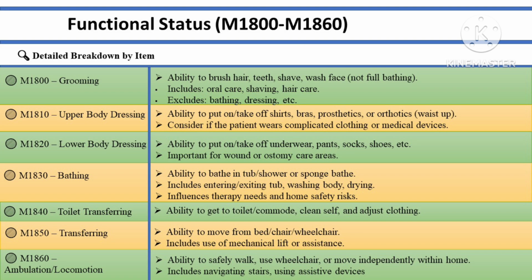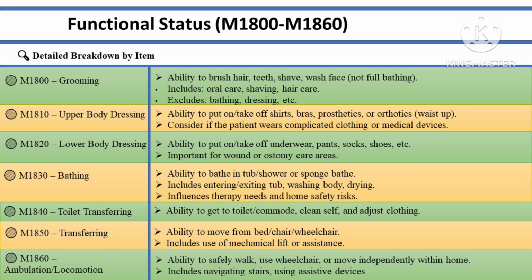Here is the detailed breakdown by item. M1800 grooming is the ability to brush hair, teeth, shave, wash face, not full bathing. It includes oral care, shaving, hair care and excludes bathing, dressing. M1810 upper body dressing is the ability to put on or take off shirts, bras, prosthetics, or orthotics, waist up. It should be considered if the patient wears complicated clothing or medical devices. M1820 lower body dressing is the ability to put on or take off underwear, pants, socks, shoes. It is important for wound or ostomy care areas.